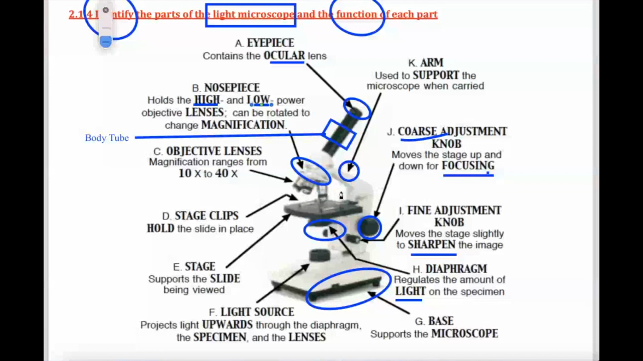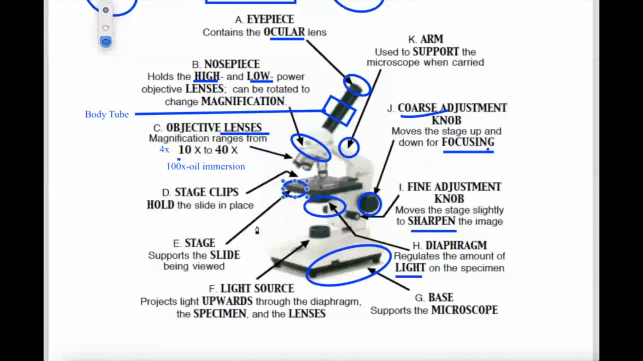These small ones are the objective lenses, and their powers range from 4x, 10x, 40x, and 100x. 4x is scanning and low, 10x is medium power, 40x is high power, and there is one more, 100x, which is called oil immersion power. Okay, this is the oil immersion lens. So low, medium, high, and oil immersion.